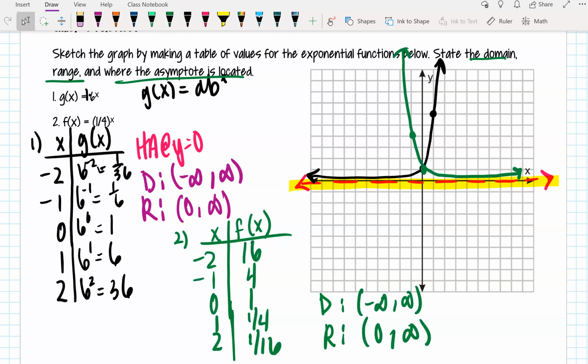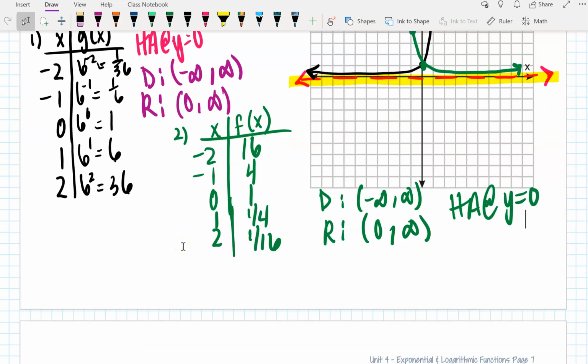All right, so you have this table. I use the same number, so you should have -2, 16, -1, 4, 0, 1, 1 and 1/4, 2 and 1/16. So your domain is all real numbers. Your range is 0 to infinity, not including 0. You have an HA at y equals 0, just like our first one. And then this is what your graph looks like. Just let me know if you have any questions. Check what you have. We're going to keep moving.